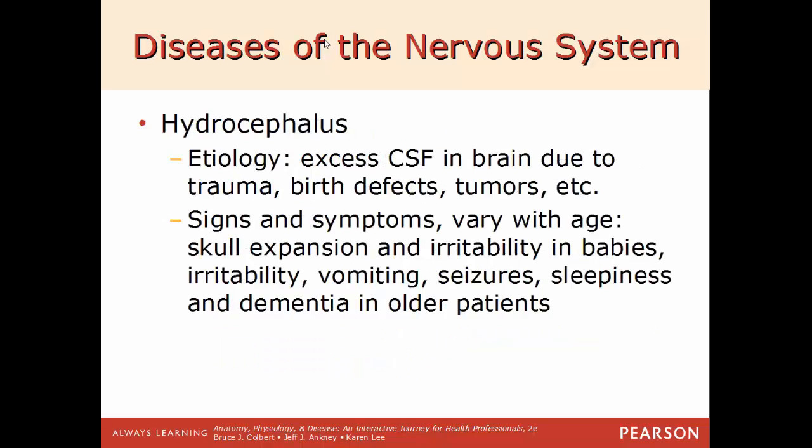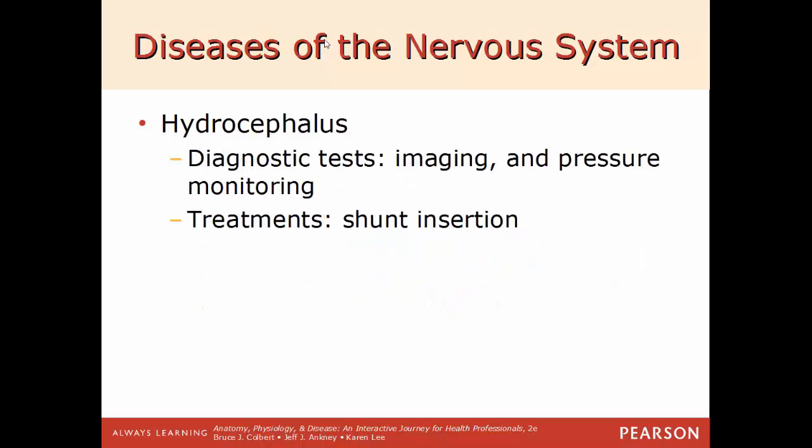Hydrocephalus, etiology: we have an excess amount of cerebrospinal fluid in the brain due to a birth defect or trauma or tumors, etc. Signs and symptoms will vary with age. You can have skull expansion and irritability in babies. You have irritability or vomiting or seizures or sleepiness and dementia in patients who are older. Diagnostic testing: imaging, and of course, pressure monitoring. And for treatments: insertion of a shunt to redirect the excess fluid away from the brain.